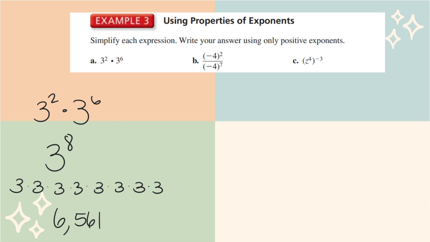In example B, we have the quotient of powers property. So we have the same base, which is 4. And if we recall, 2 minus 7 for our exponents gives us negative 5. Can we have a negative?